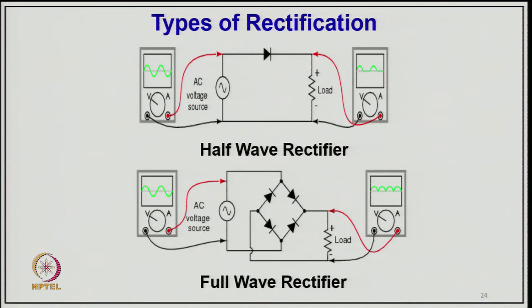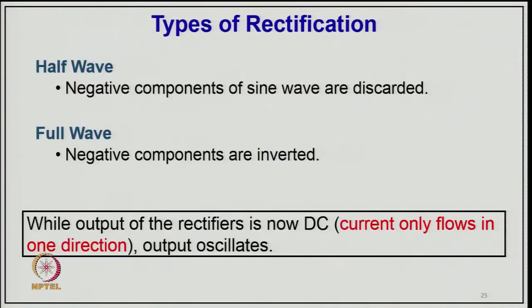So, since it is a full wave, both the half waves are rectified here. So, we call it a full wave rectifier. Here only the half wave is available, so we call it a half wave rectifier. Here we use one diode, and here we typically use a 4 diode rectifier.